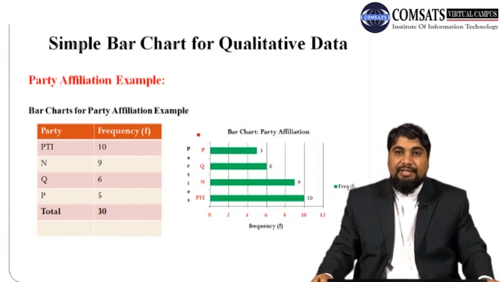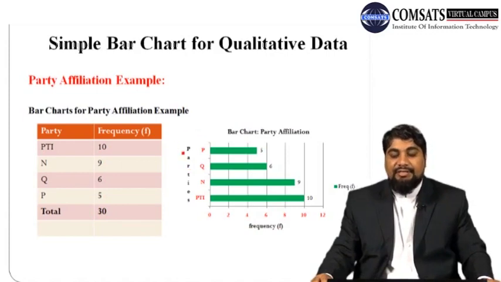So we can change the layout of the graph as well. Changing the layout means you can change the position of the x axis and y axis. So the only difference between this graph and the previous graph is that now the parties, the political parties PTI, PMLN, PMLQ and PPP, are placed on the y axis, whereas the frequency is shifted from the y axis to the x axis. That's it. So for PTI its frequency is 10.